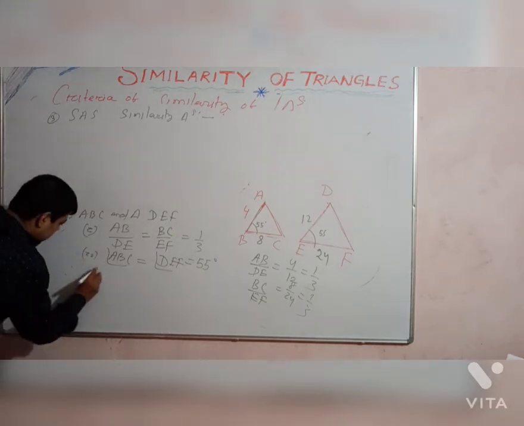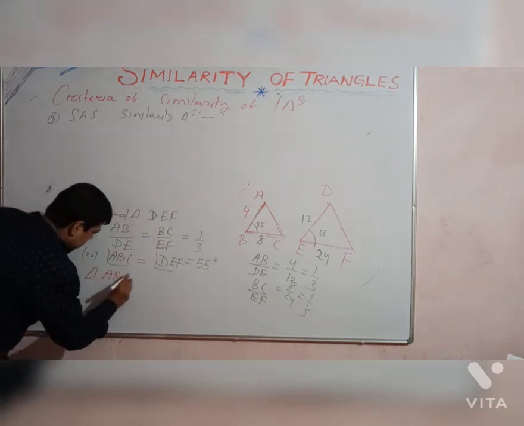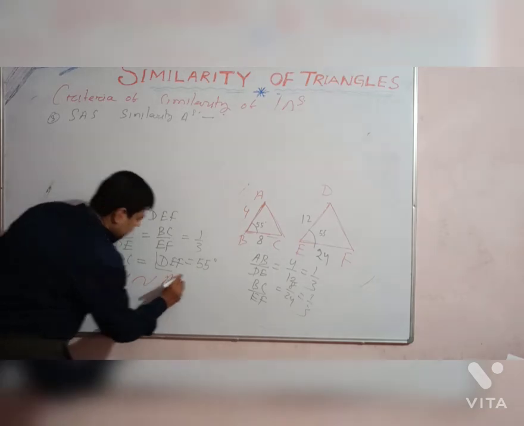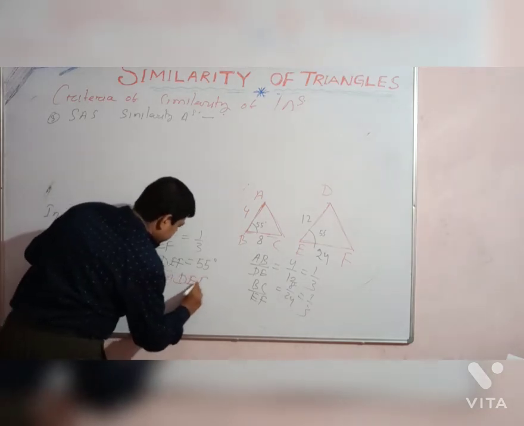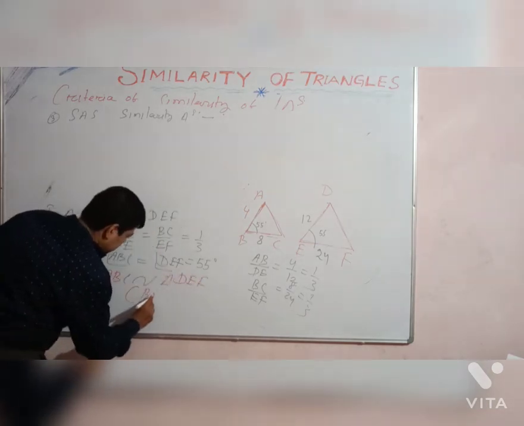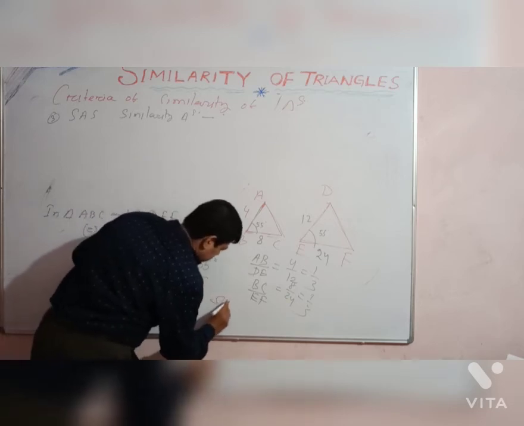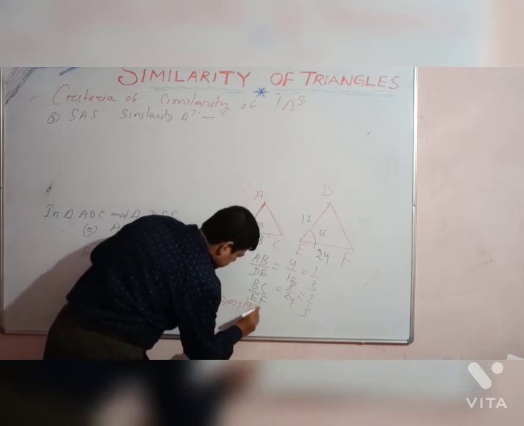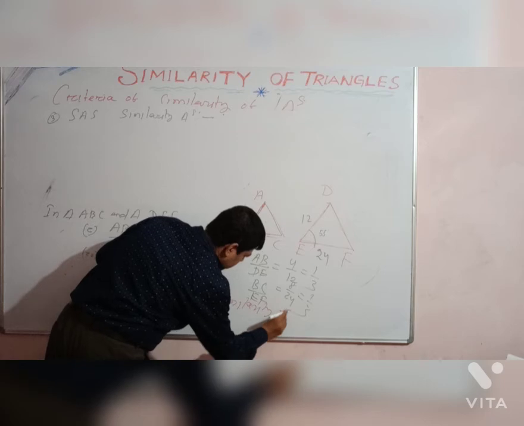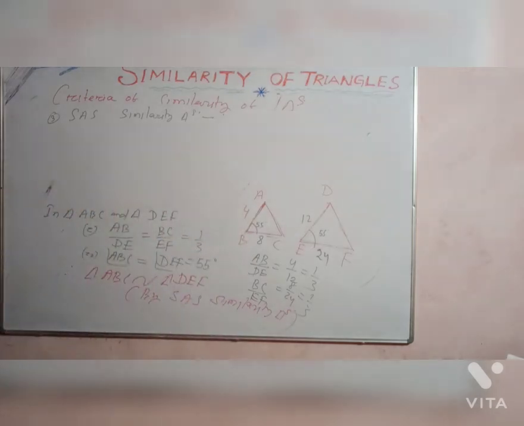Hence, triangle ABC is similar to triangle DEF by the side angle side similarity condition. Similarity of triangle condition, right? Okay, so you can define it really clearly.